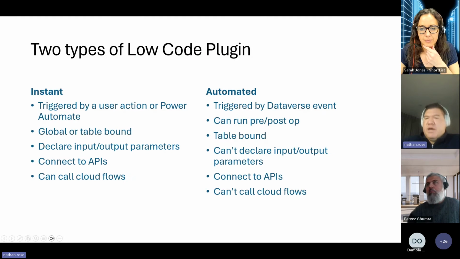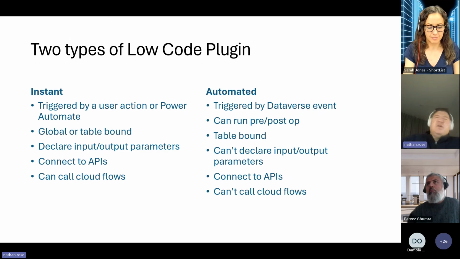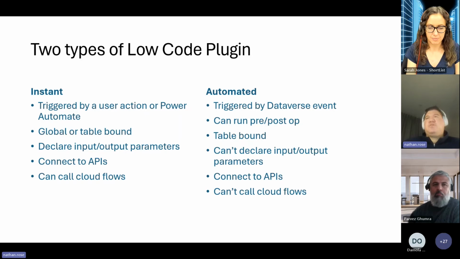And then we've got two different types of low-code plugins. So there's instant and automated. And the best way to think about this would be to think Power Automate, and you fully understand the difference between instant and automated in the low-code plugin world. Instant is triggered by a user interacting with something in an app or by Power Automate, and automated is triggered by a Dataverse event. So that's the difference.